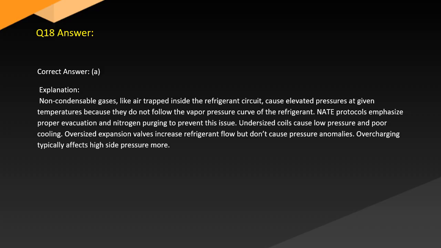Answer. Correct answer: A. Explanation. Non-condensable gases, like air trapped inside the refrigerant circuit, cause elevated pressures at given temperatures because they do not follow the vapor pressure curve of the refrigerant. NATE protocols emphasize proper evacuation and nitrogen purging to prevent this issue. Undersized coils cause low pressure and poor cooling. Oversized expansion valves increase refrigerant flow but don't cause pressure anomalies. Overcharging typically affects high side pressure more.